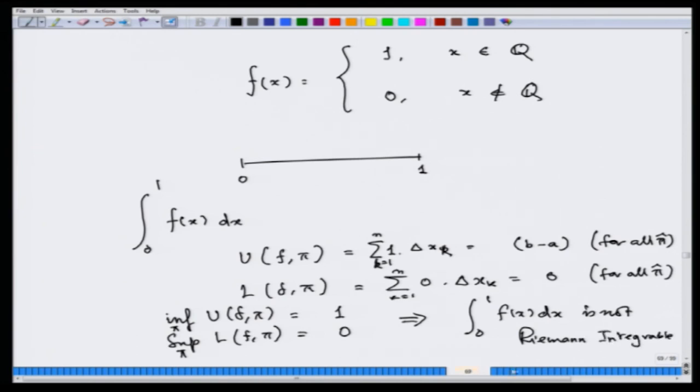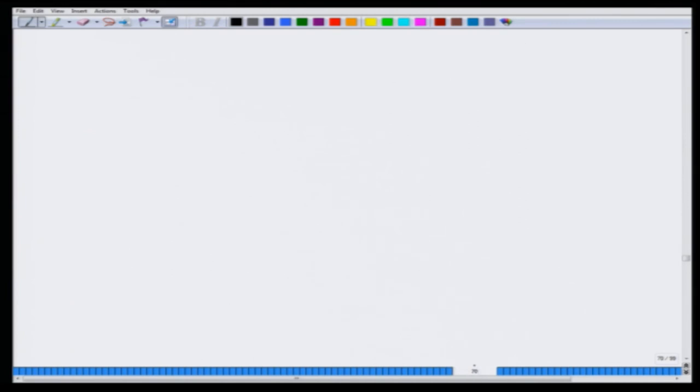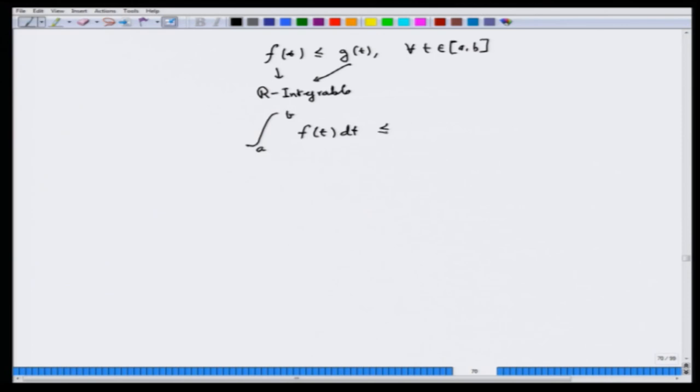I will just mention one or two more properties of Riemann integrability. If f(t) is less than or equal to g(t) for all t in [a, b], where f and g are both Riemann integrable, then you will have that the integral from a to b of f(t) dt is less than or equal to the integral from a to b of g(t) dt, where f and g are two bounded functions with this property.